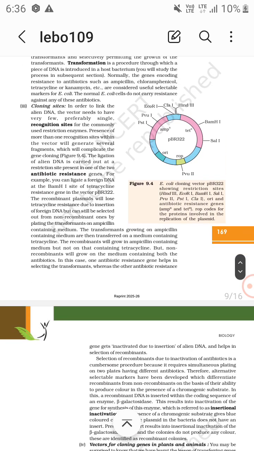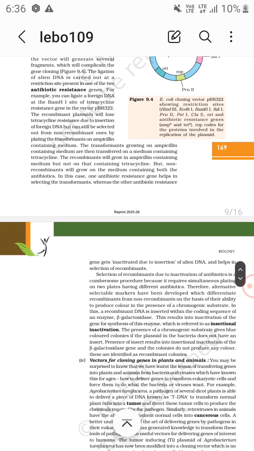And how to identify transformants and non-transformants. If you place them on ampicillin and tetracycline, if they show the resistance, then they are transformants, and if they do not, they are non-transformants. So this is it.